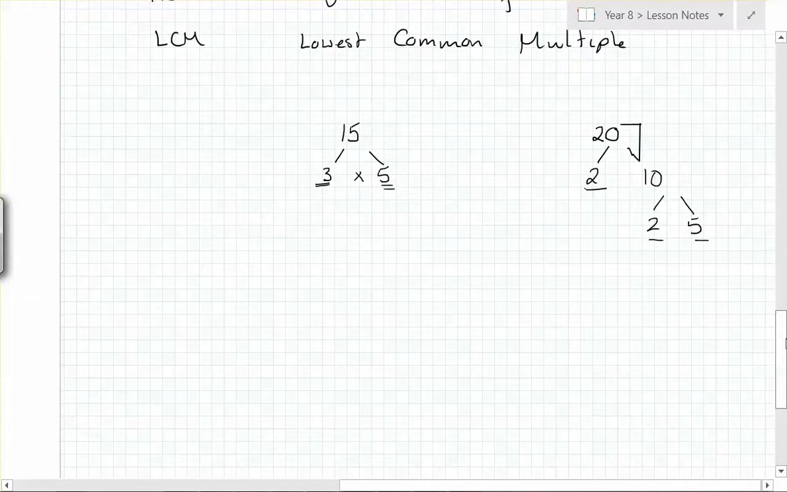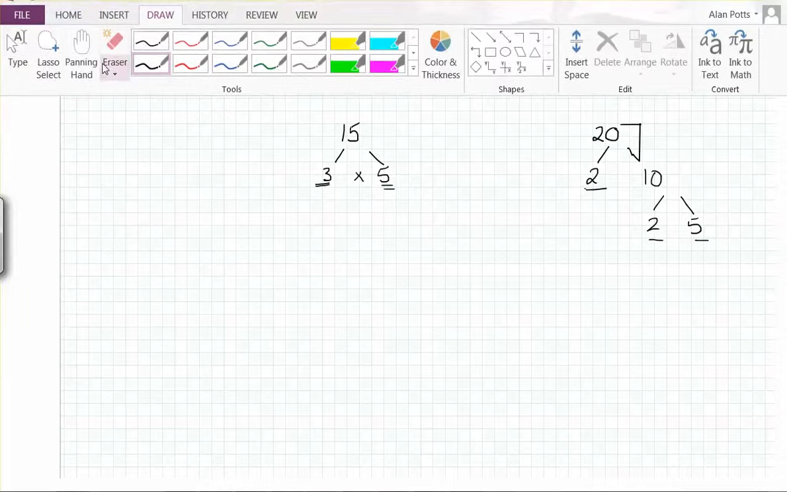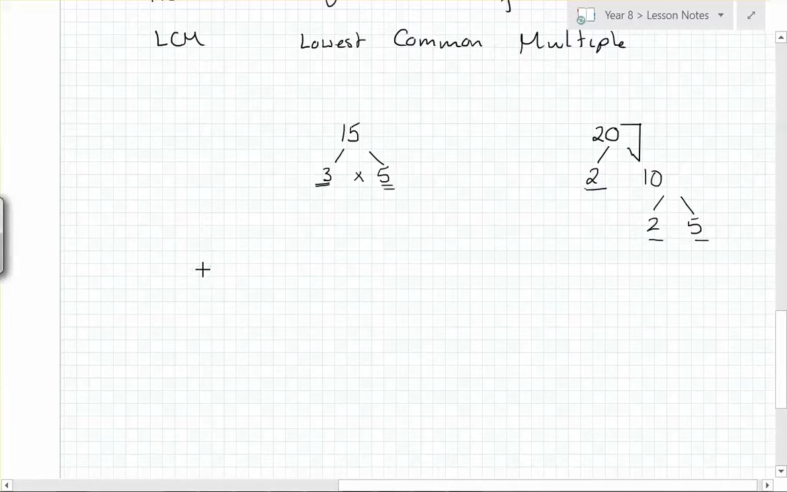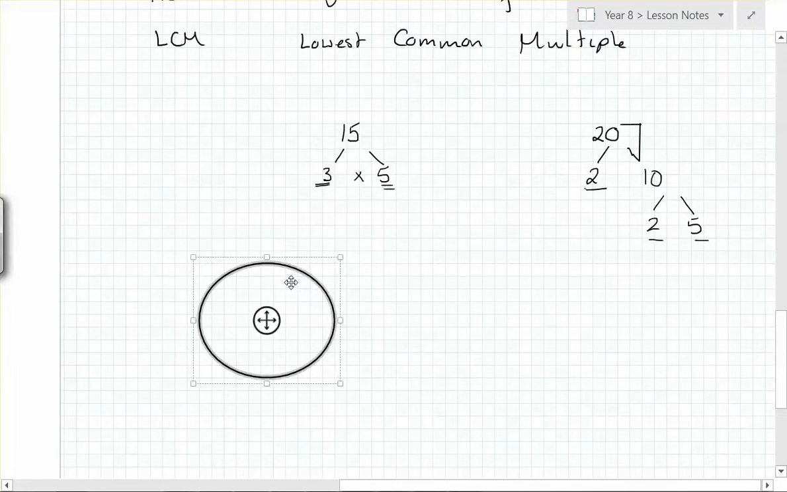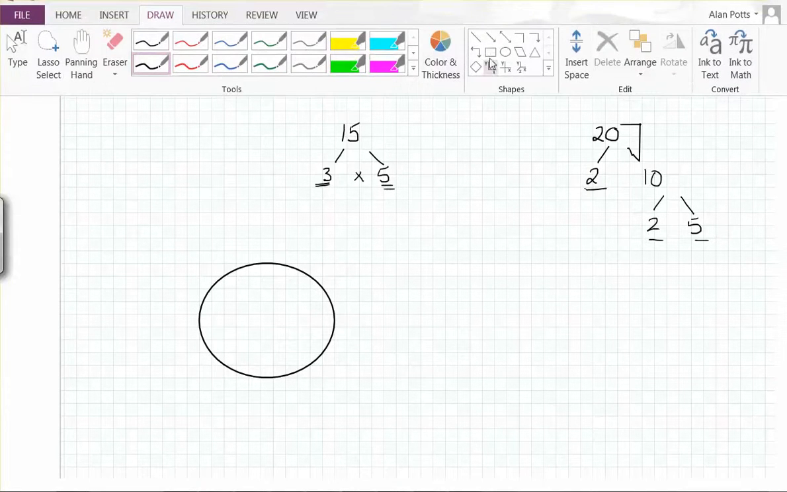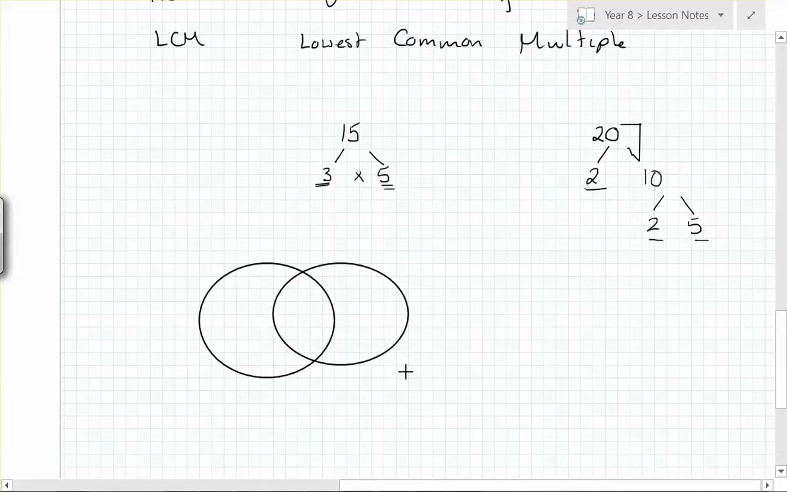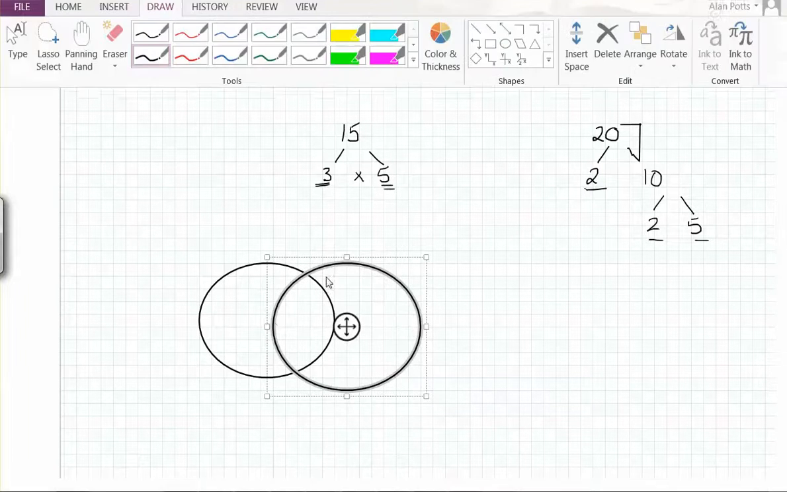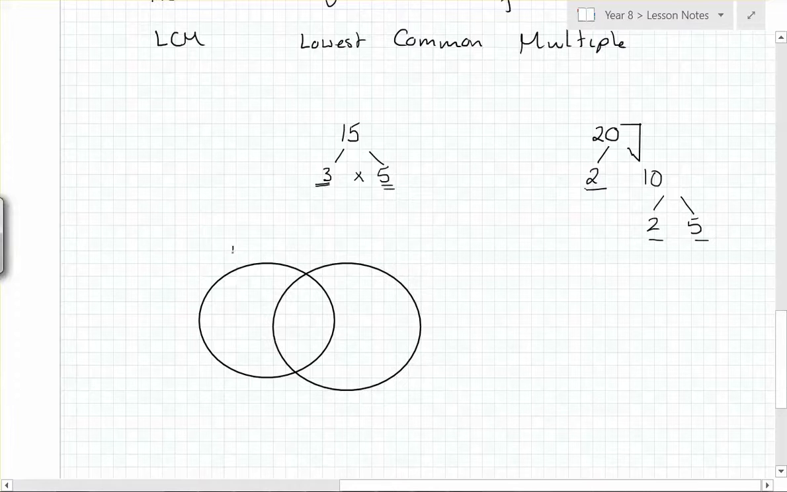Now I'm going to introduce you to another thing. It's not the way they do it in the book. Venn diagrams. Have you done them before? We didn't do them last year. I think you probably have done them, but we're going to use them for this task, to write down the prime factors of 15 and 20.